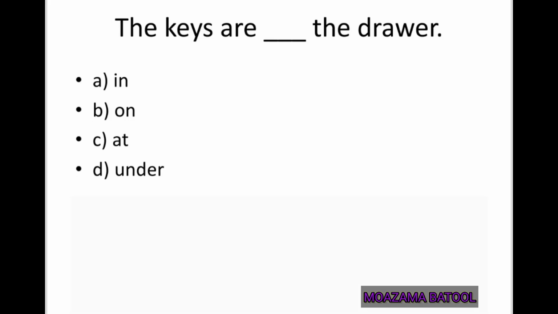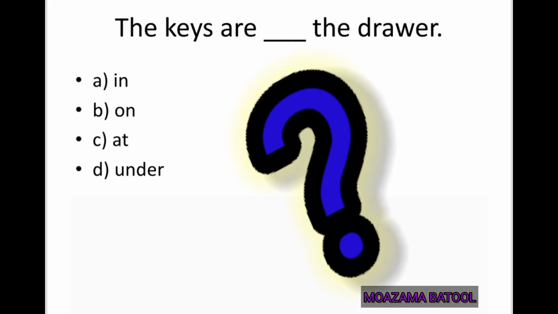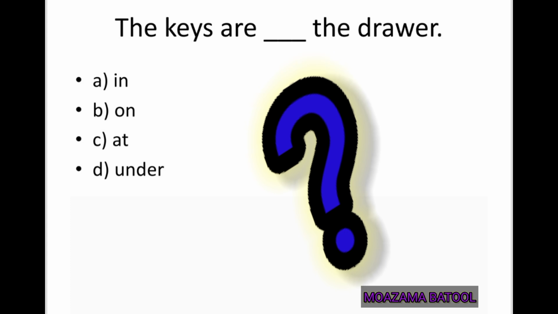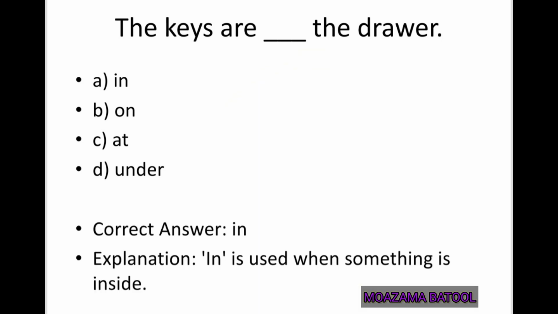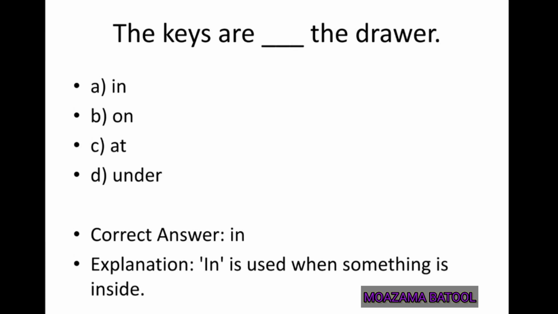Next, the keys are dash the drawer. In, on, at, under. The correct answer is in, because in is used when something is inside, and the keys are inside the drawer. So that's why we use in there.